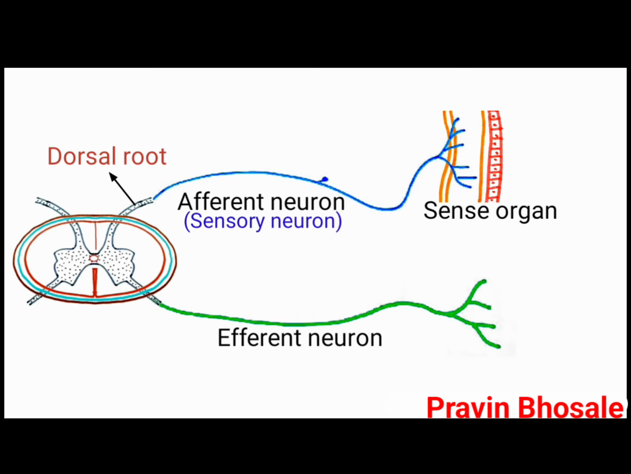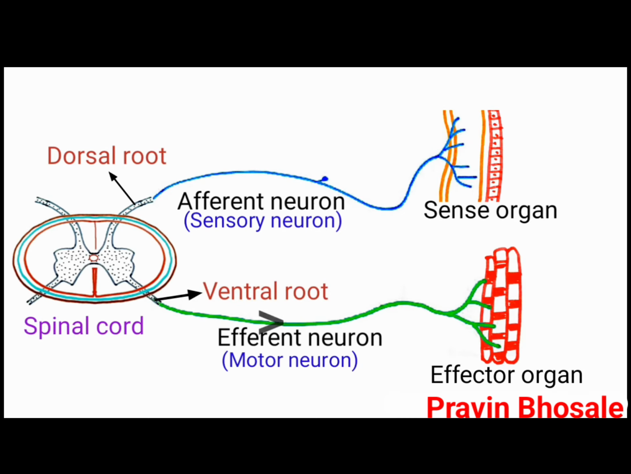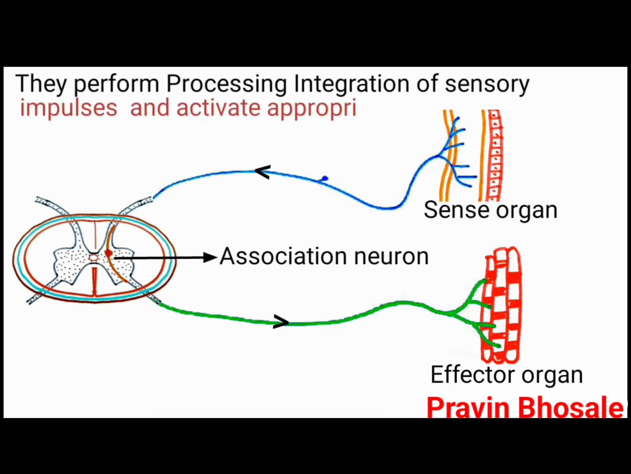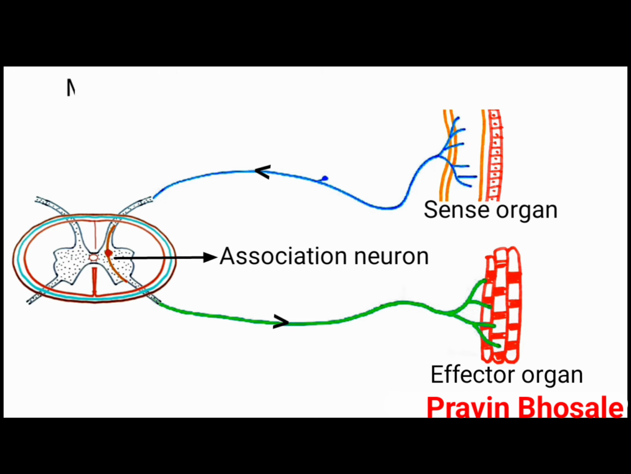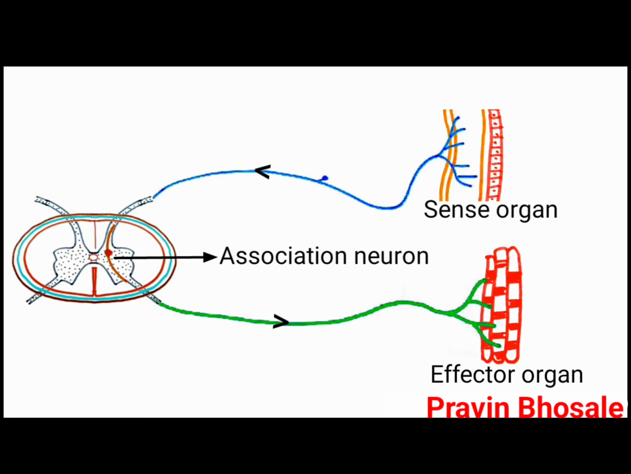Efferent neuron, that is motor neuron, carries impulses from central nervous system to effector organ. It is found in the ventral root of the spinal cord. Interneuron or association neuron performs processing and integration of sensory impulses and activates the appropriate motor neuron to generate motor impulse. They are located between sensory and motor neurons.